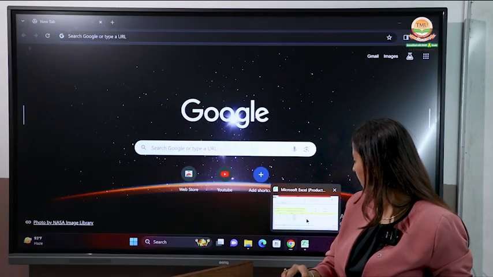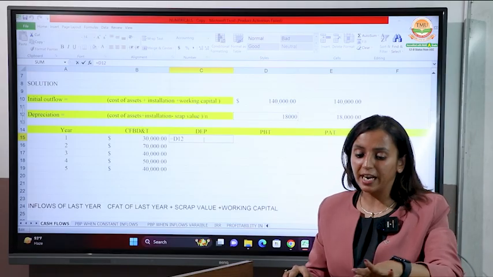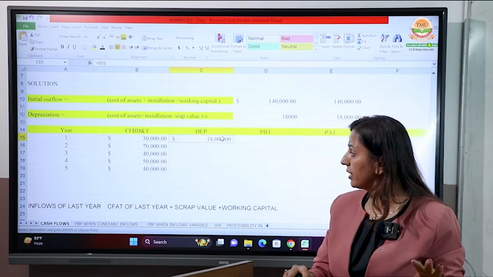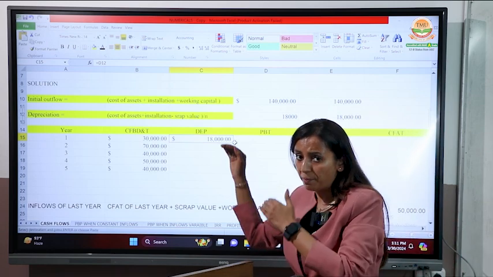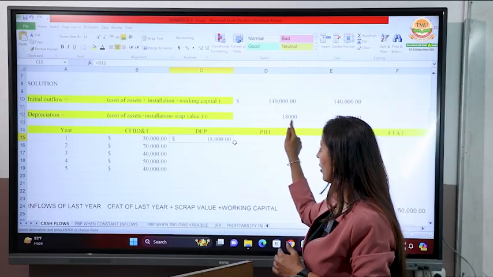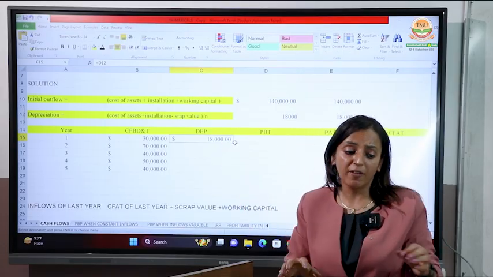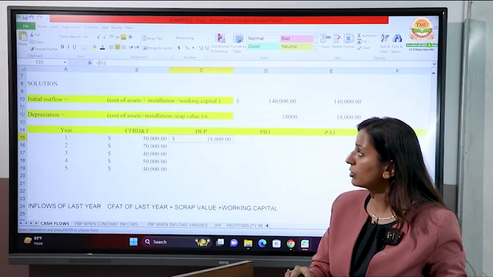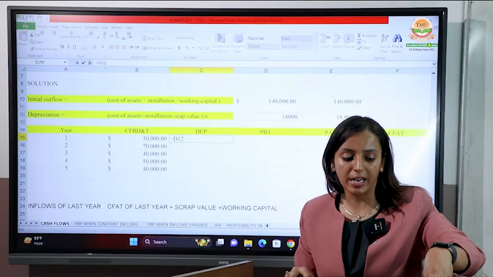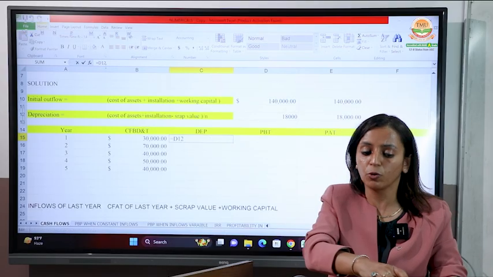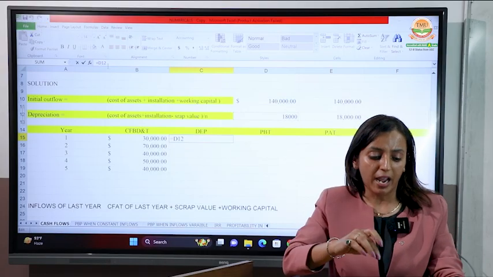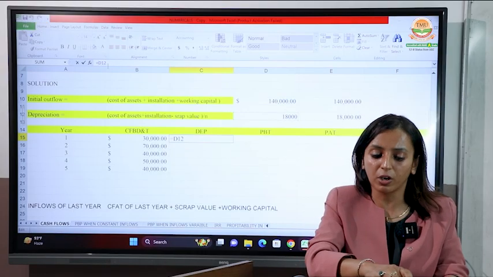Just going to Excel again, this is our Excel. Just enter it and this is your 18,000. Just copy it. If you drag it in the simple way, it will definitely show you an error. Why? Because you didn't block that cell. You have to block the cell of 18,000, and for that you have to press function key F4. Then it will be blocked.